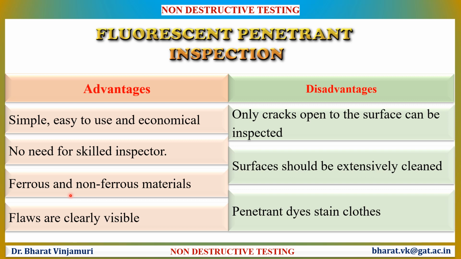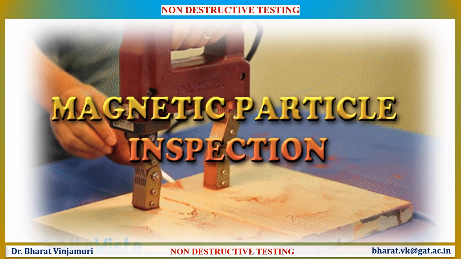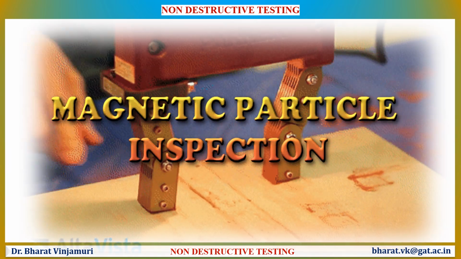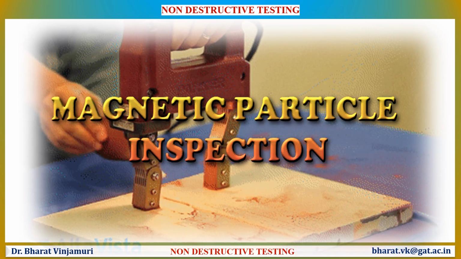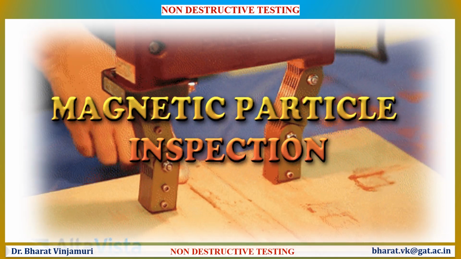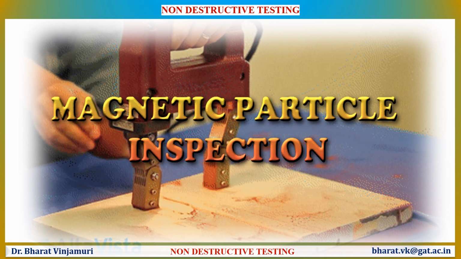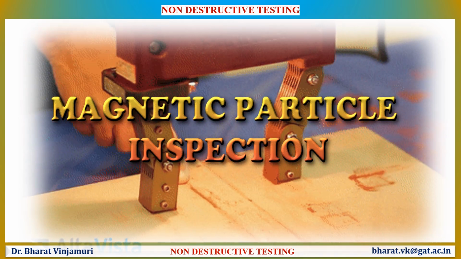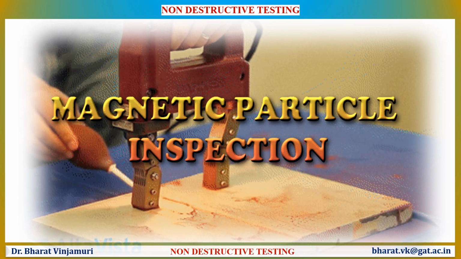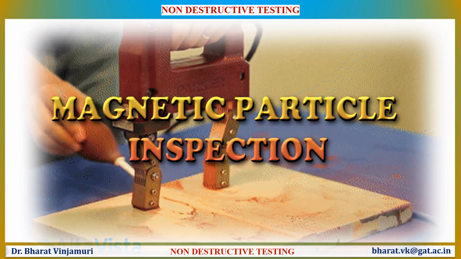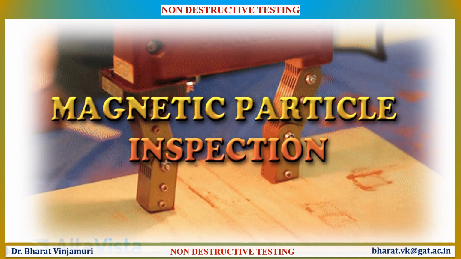With these advantages and disadvantages, fluorescent penetrant inspection is one of the oldest techniques which is used in the industries. Magnetic particle inspection is a very popular low-cost method to perform the non-destructive examination of ferromagnetic materials. Let us now discuss in detail the process of magnetic particle inspection.